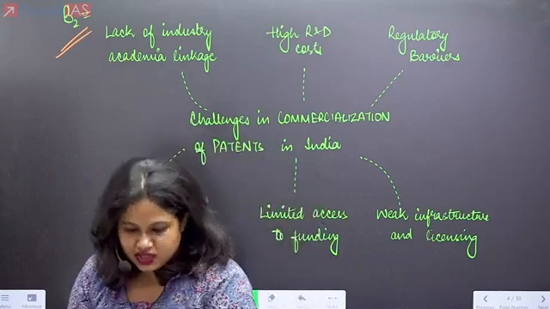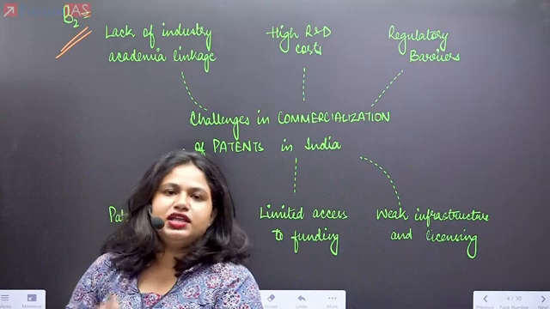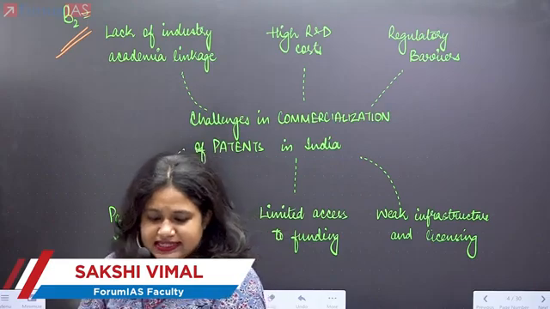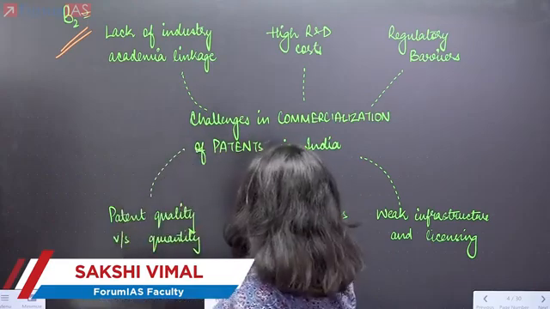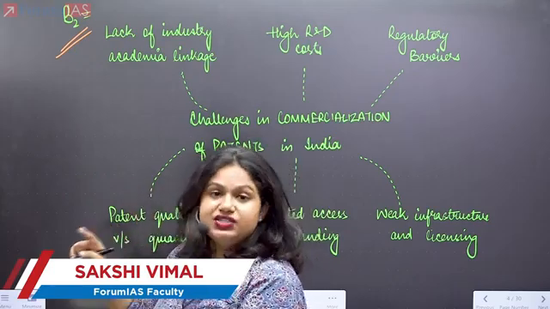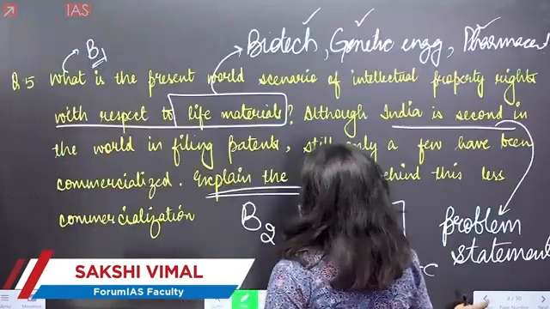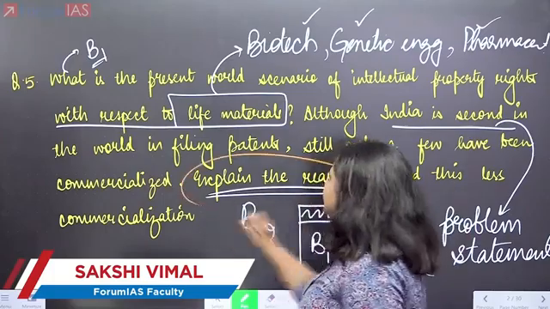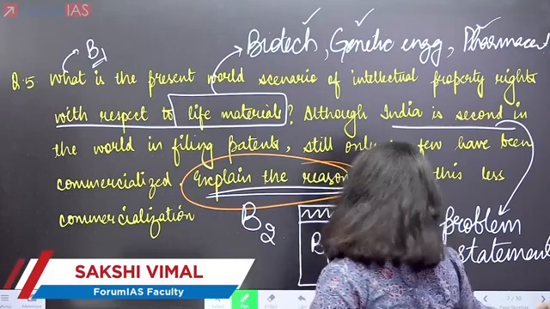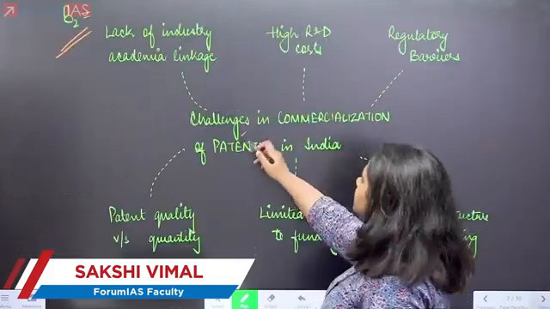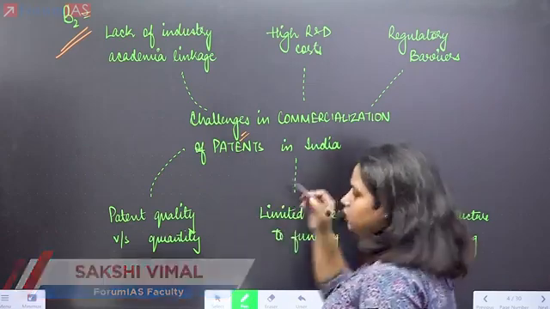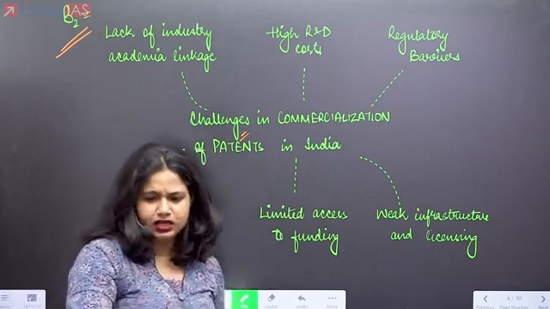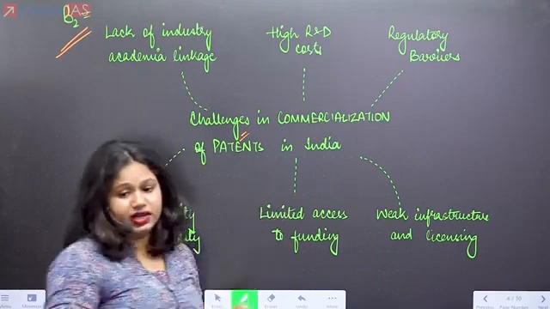The second part of this answer has to do with the challenges in commercialization of patents in India. Fair. So this is the second part, and you're supposed to talk about the reasons for it, right? The question was, although India is second, still only a few have been commercialized. Explain the reasons is what we have to write, which is why your second part of the answer has to be what are the challenges, and these reasons you need to explain, right? This is the explanation which is required of us. Fair.